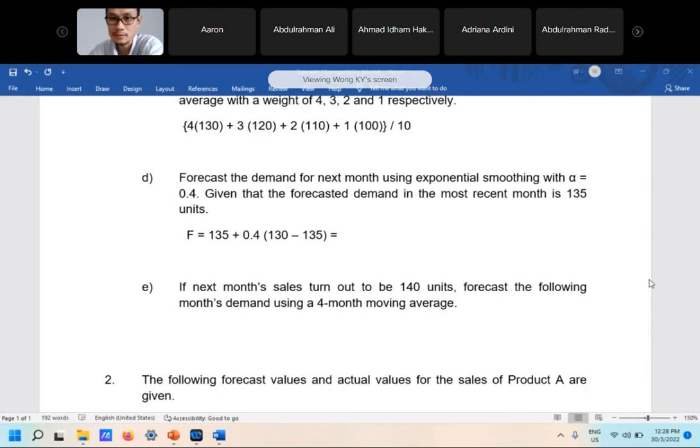So the answer is 133, yeah? 133. So I think Abdul Rahman is correct. I think some of you made errors because you are confused. So don't get confused, lessons learned for everyone. It's the last period forecast, plus alpha multiplied with last period actual demand minus last period forecast.